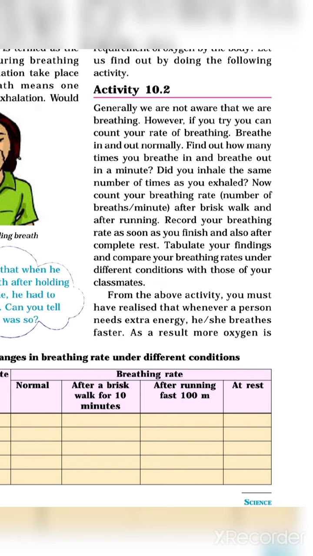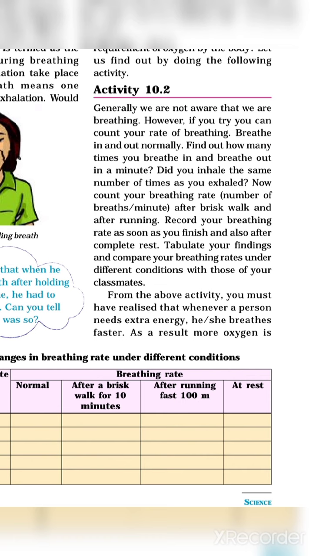In order to do that, it's quite simple. You breathe in and breathe out normally, and do this process continuously. What you need to do is find out how many times you breathe in and how many times you breathe out in a minute. Go on counting, ticking. Did you inhale the same number of times as you exhale? Count your breathing rate, the number of breaths per minute.